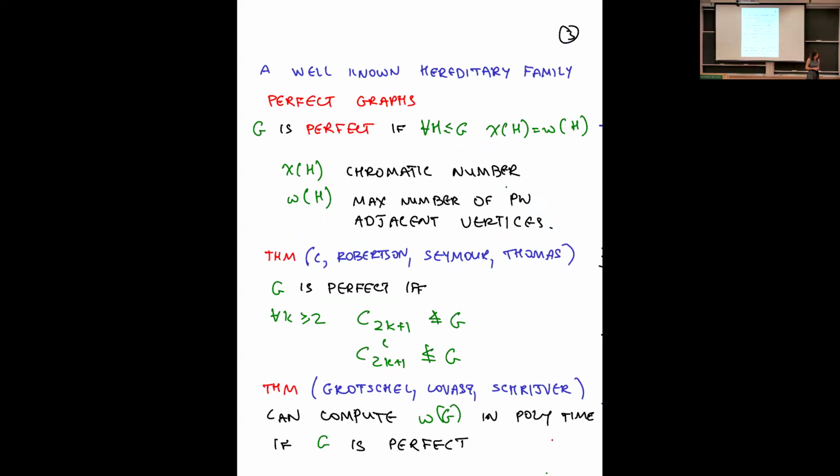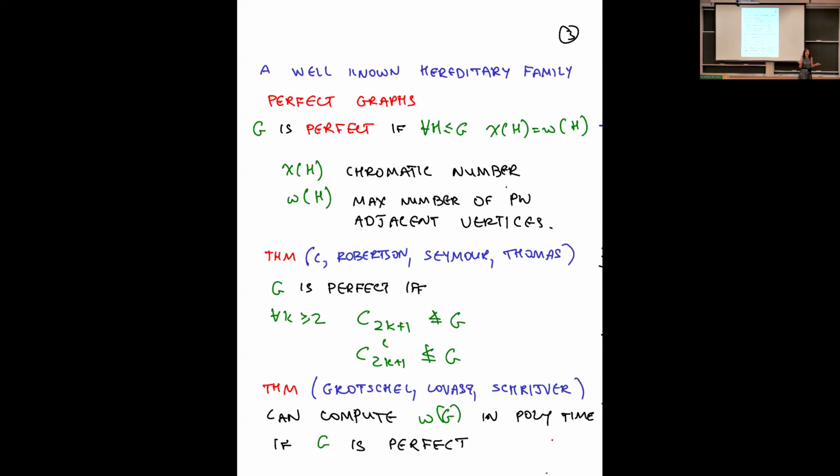Probably one of the most well-known hereditary families, closed under taking induced subgraphs, is the family of perfect graphs. Perfect graphs were defined by Claude Berge in 1961. They're graphs that behave as well as possible with respect to coloring. What do I mean by that? You know what graph coloring means? You want to color the vertices so that adjacent vertices get distinct colors. Then you ask how many colors you need.